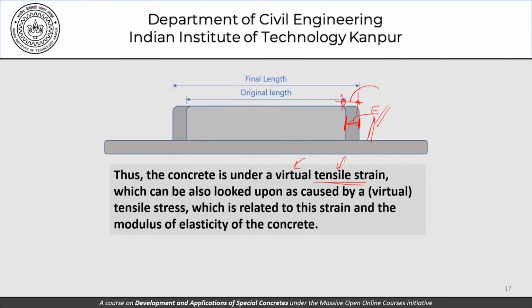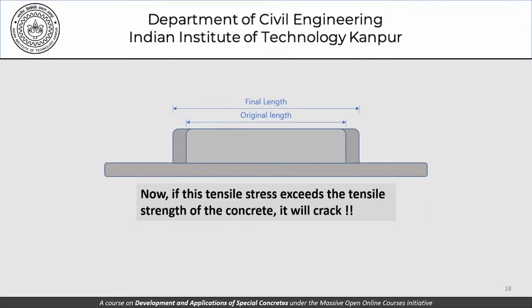So the concrete is under a virtual tensile strain, which can also be looked upon as caused by a virtual tensile stress, which is related to the strain and the modulus of elasticity of concrete at that point in time. Moving forward, if this tensile stress exceeds the tensile strength of concrete at that time, it will crack. And we'll have thermal cracks induced in concrete the way they are shown.